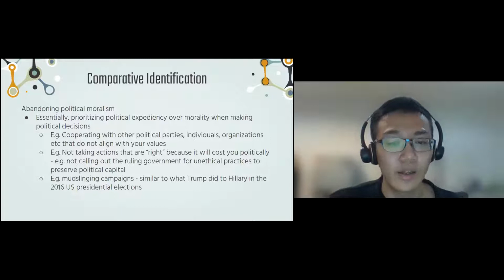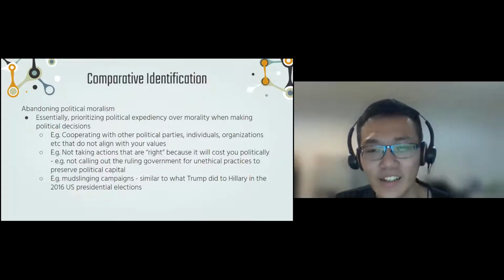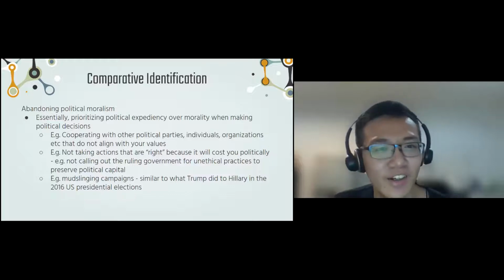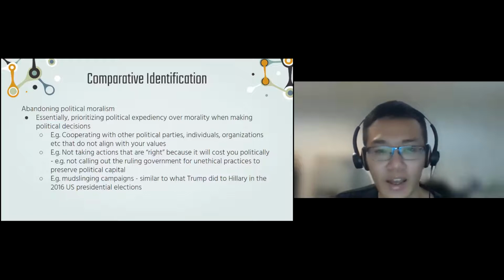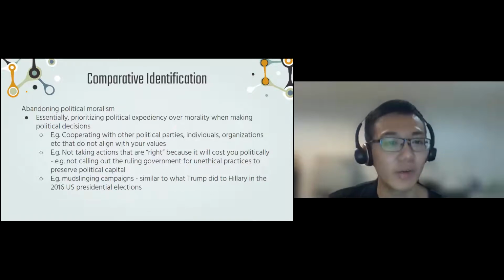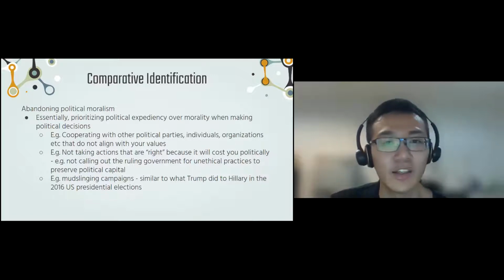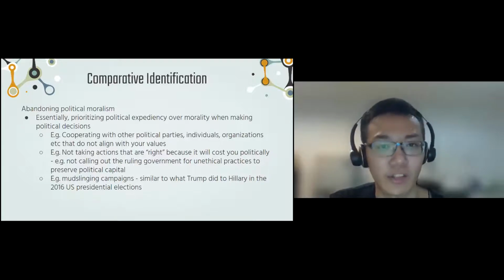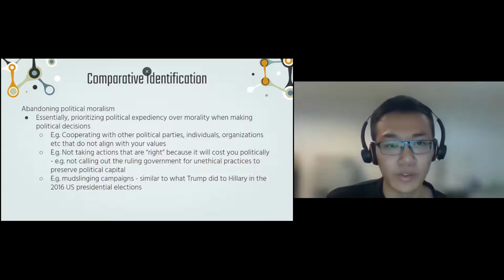He just attacked her so hard that even though he didn't really have a lot of functional policies in his campaign, he was able to edge the election just by making his opponent look worse. And I think most of us would agree that's probably not something moral or not something good to be done in the political arena. But if you don't care about morality, that's one of the tactics that are on the table for you.